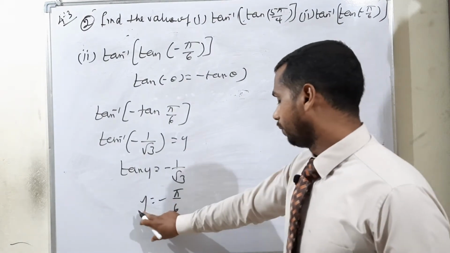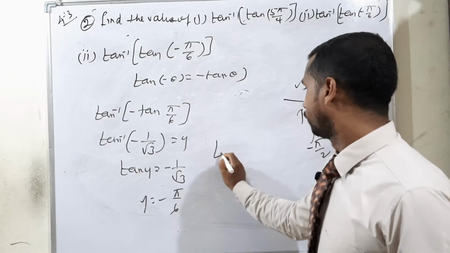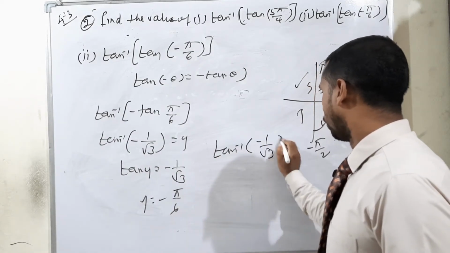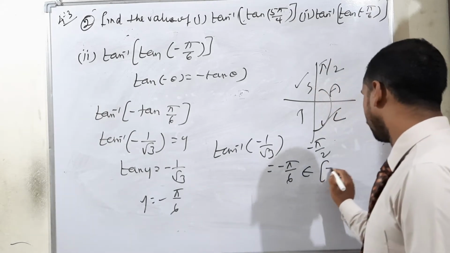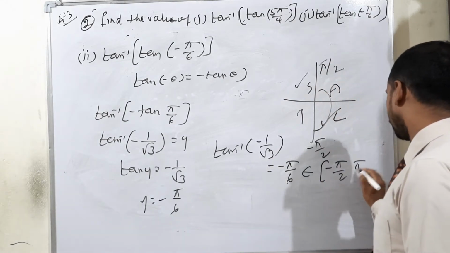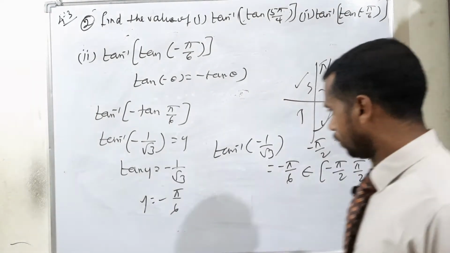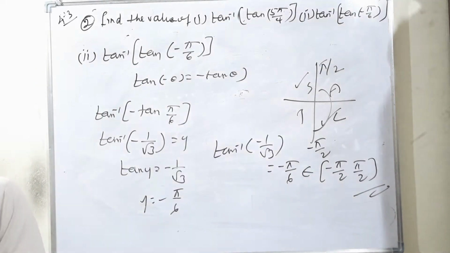Therefore, we already have the meaning of y. Consider tan inverse of minus 1 by root 3 is equal to minus pi by 6. It belongs to negative pi by 2 to positive pi by 2, isn't it? That is the condition. Okay. So, subdivision 2 is also over. I will continue with the next question.